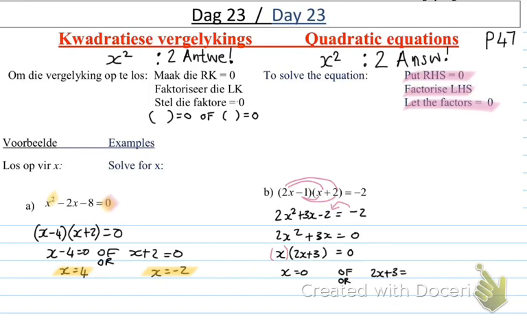Now I get x alone. I take the 3 over, it becomes negative 3, and then I divide by 2, so it's negative 3 over 2. So those are the two answers for number B. Then, these are not in your notes, but I'm going to do some extra examples.